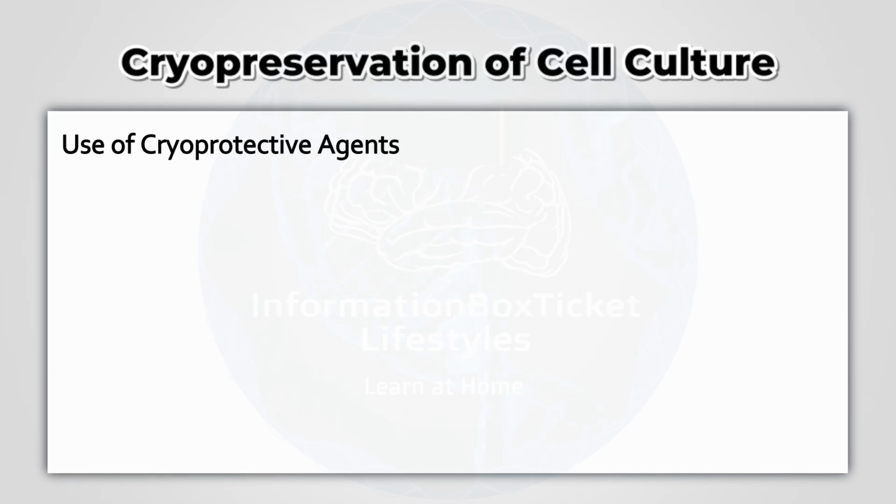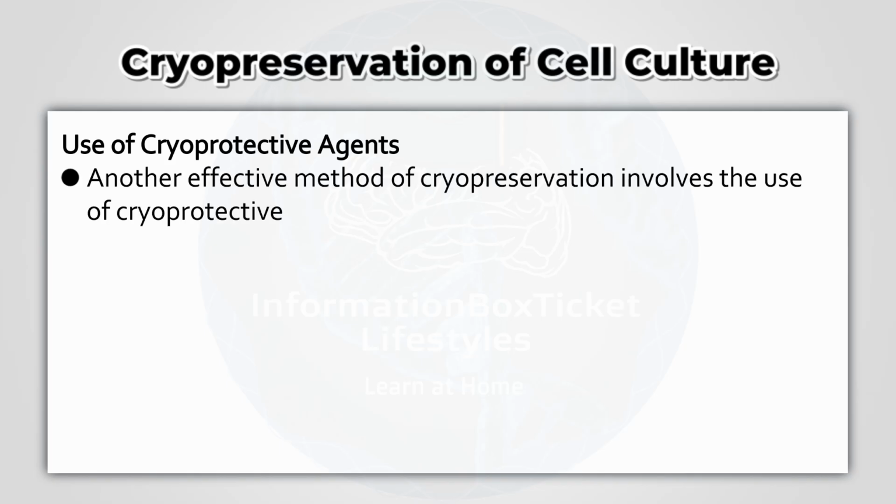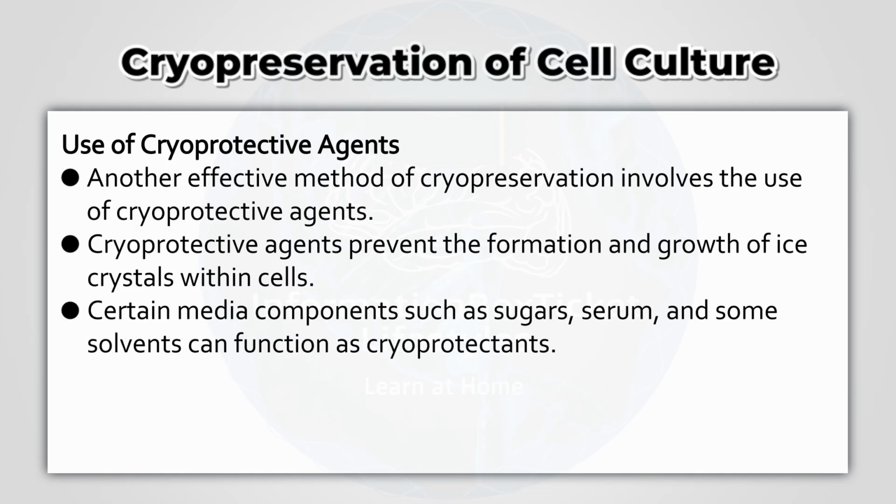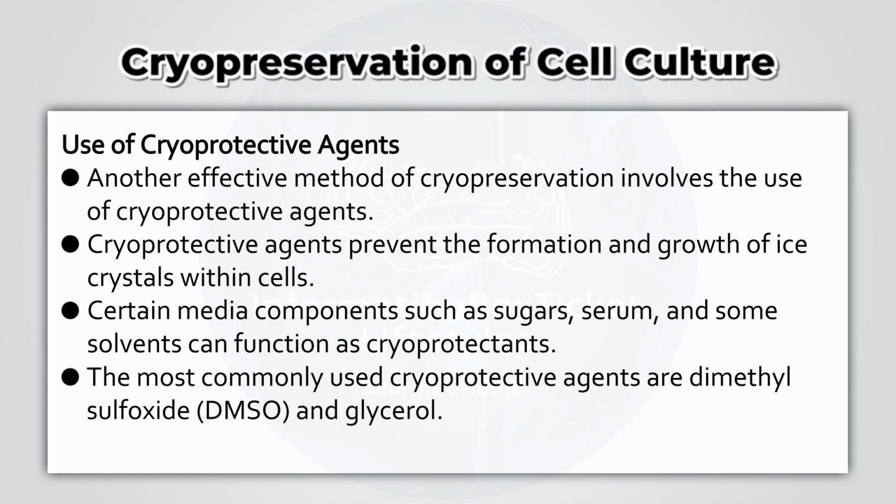Use of cryoprotective agents. Another effective method of cryopreservation involves the use of cryoprotective agents. Cryoprotective agents prevent the formation and growth of ice crystals within cells. Certain media components, such as sugars, serum, and some solvents, can function as cryoprotectants. The most commonly used cryoprotective agents are dimethyl sulfoxide, DMSO, and glycerol.